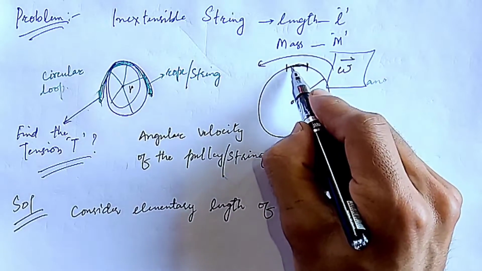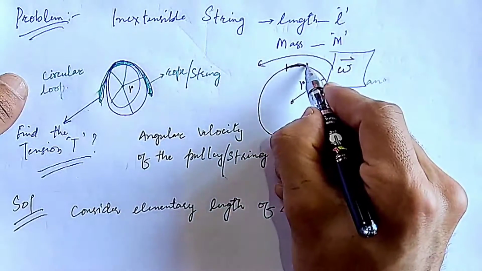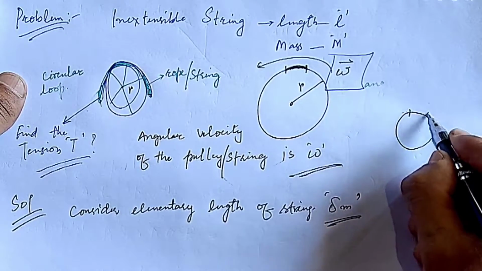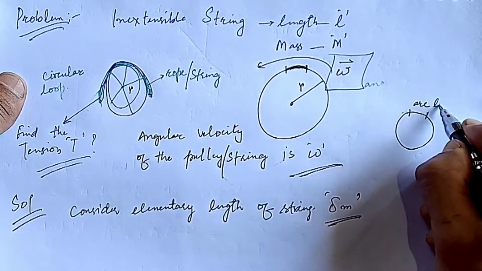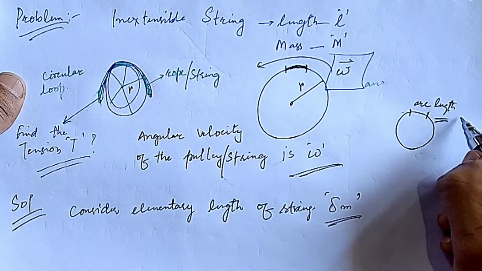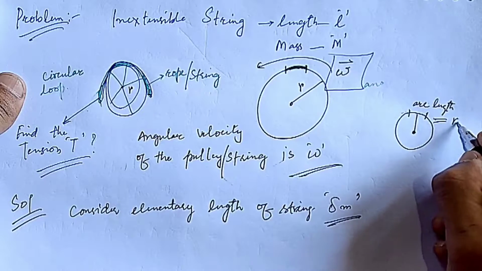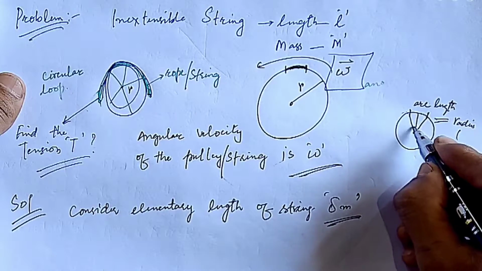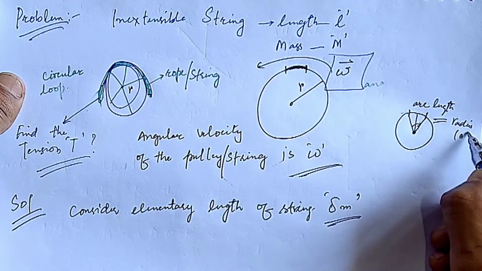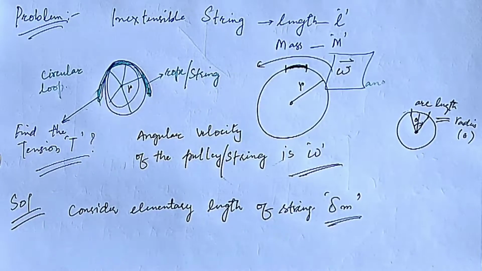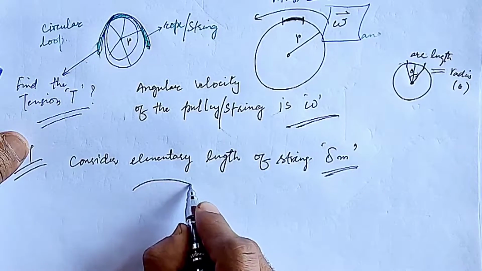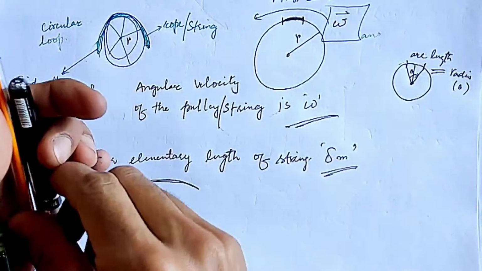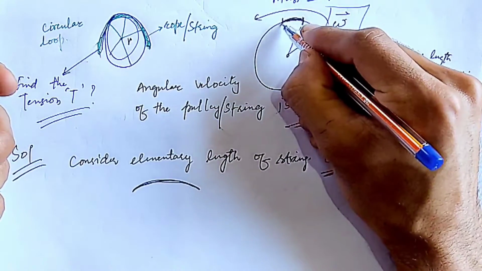fine, and the length will be given as, we know this is a small arc of the bigger circle, and for a circle, this is the arc, and the arc length is equal to the radius multiplied by the angle which it traverses, that is theta here. Say this is the theta. So we have to draw the diagram first. Take this elementary length of the string, say this much, and it looks like this.